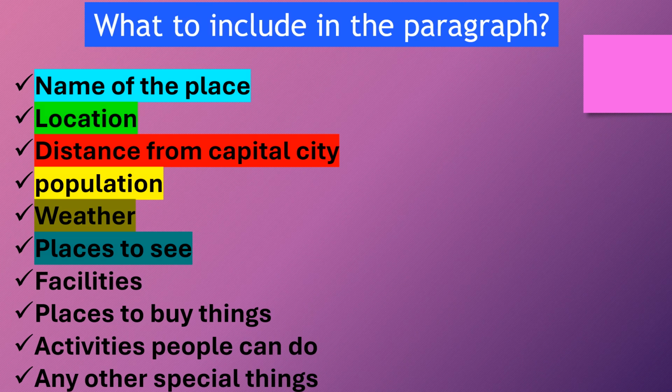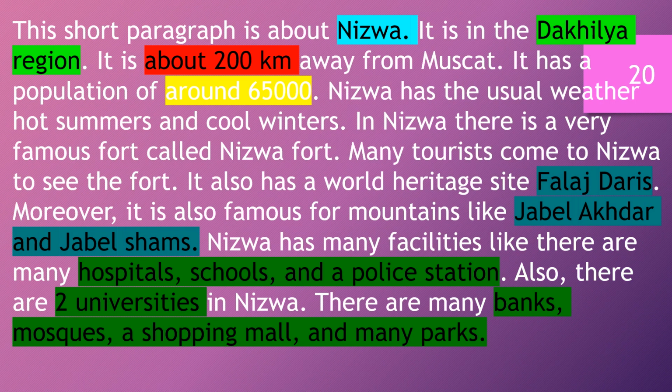Now, after places to see, you need to write about the facilities. Facilities means services which are provided to the people living in Nizwa. Let's write about it. Now, in facilities, you can say Nizwa has many facilities, like there are many hospitals, schools, and a police station. We are using there are because the hospitals are more than one, the schools are also more than one, and there is one police station in Nizwa. So these are all the facilities you need to mention.